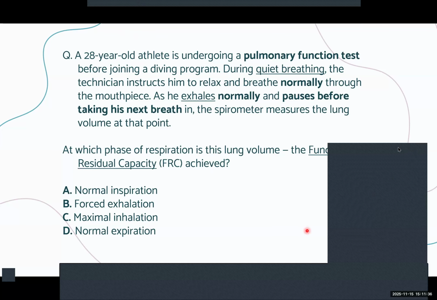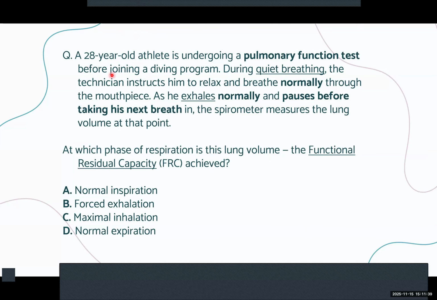Yep, you're right. The answer is D. So Dr. Shams loves to complicate things, so he might just give you a complicated case scenario like this, but the answer is really going to be simple and the question is going to be really simple. So basically the question is asking, when is the functional residual capacity? And the case is describing he exhaled normally and then he paused.